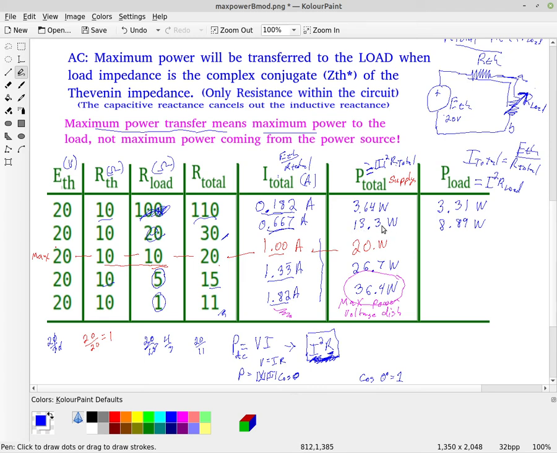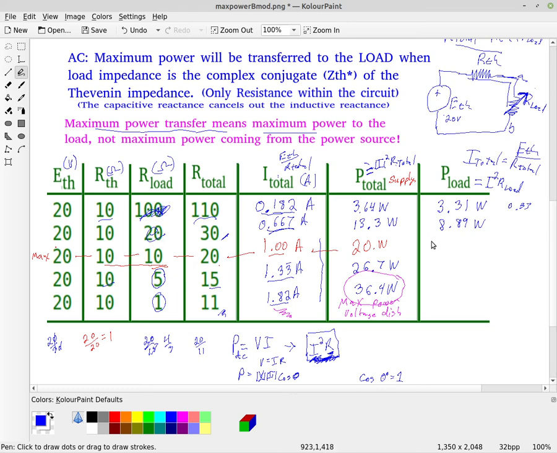I didn't really put a column here for this, but the power used inside of our Thevenin was about 0.33 here, and then here it's about 5 something, about 5 watts there.